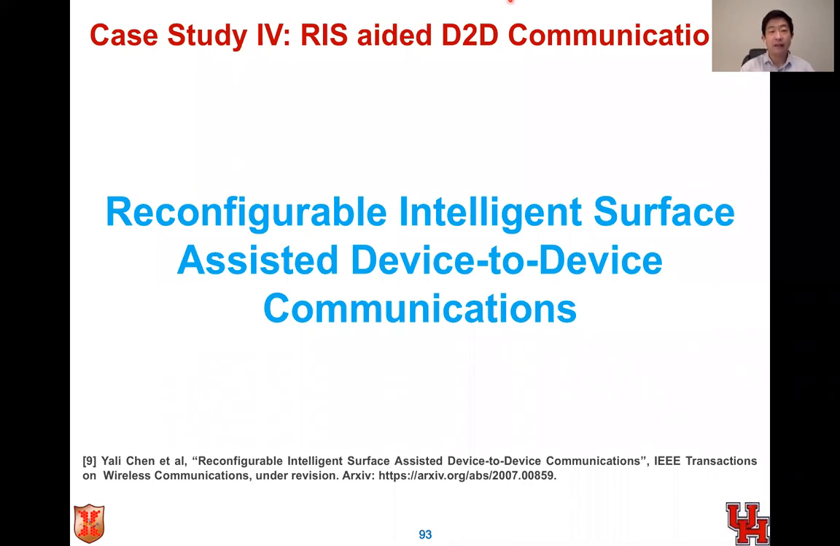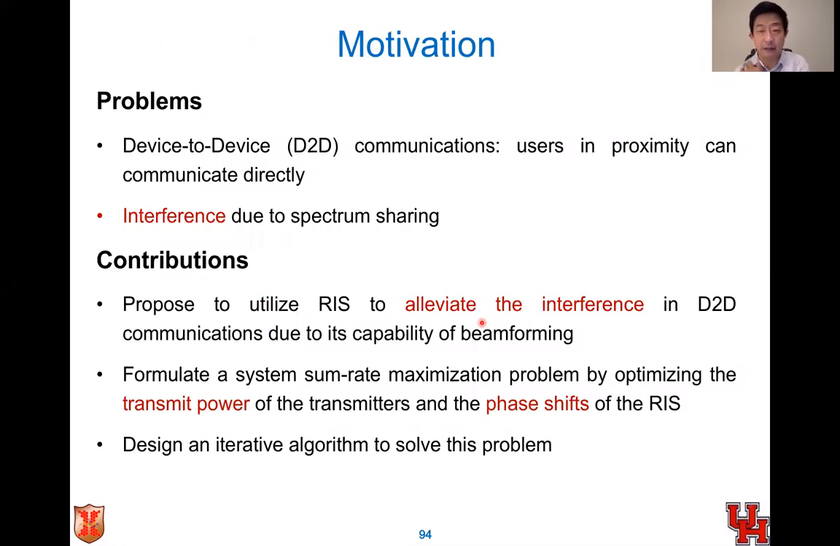Okay, and the next one, the fourth one, is this reconfigurable surface aided device to device communication. So D2D basically is, if I want to call my neighbor, the current standard is that my phone will connect to the base station far away, and the station far away connects to my neighbor, who is just next to me. But what I can do is bypass the base station and directly communicate with my neighbor, so that we can reduce the power and also save half of the channel.